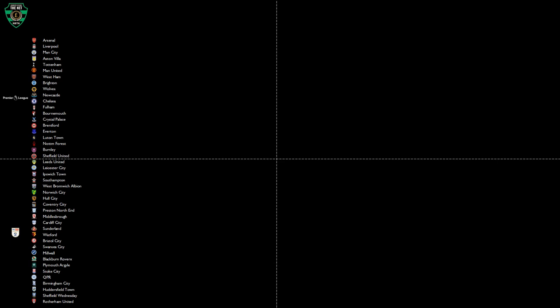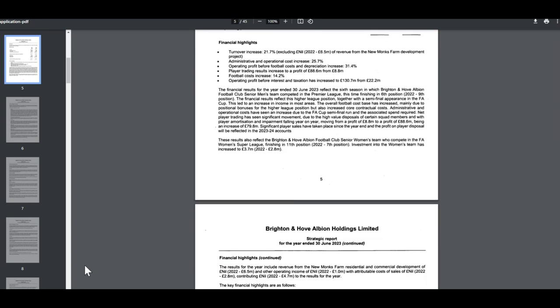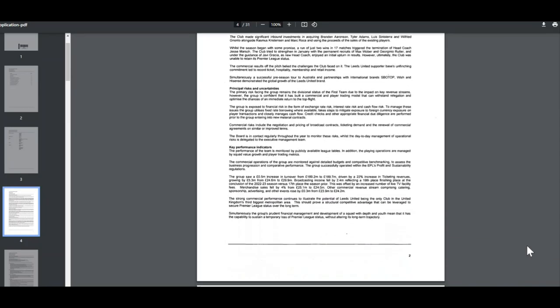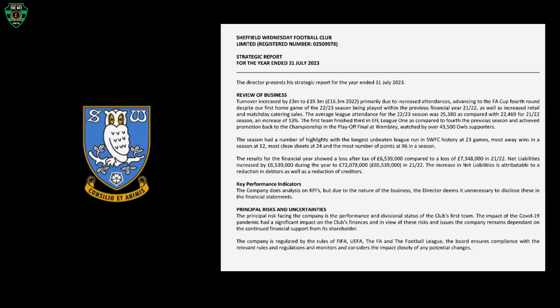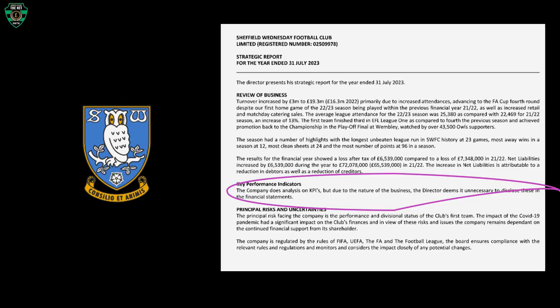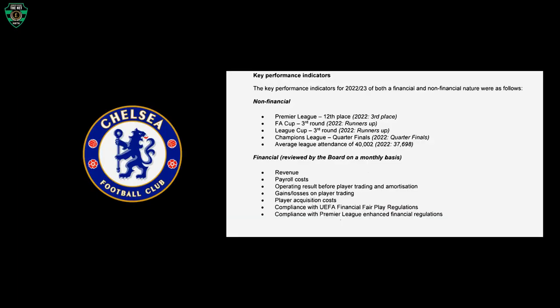Before we dive in, it's worth noting that not every club spills the beans on their KPIs in their financial statements. For clubs like Brighton and Leeds, they do provide some insight on the state of their club, but don't formally declare KPIs unlike the rest. Here's Chelsea's as an example. For other clubs such as Sheffield Wednesday, the directors do track KPIs, but deem it unnecessary to share them with us in their accounts. That said, we're sticking to the KPIs that clubs officially designate to keep things objective.